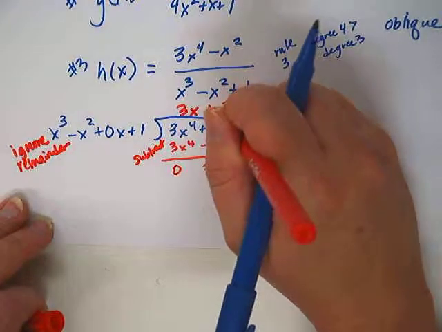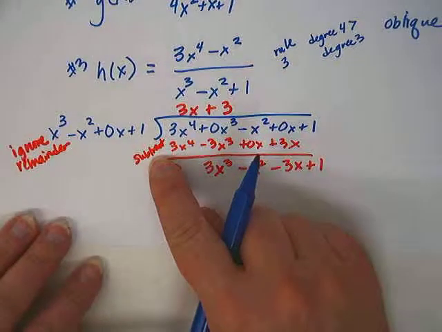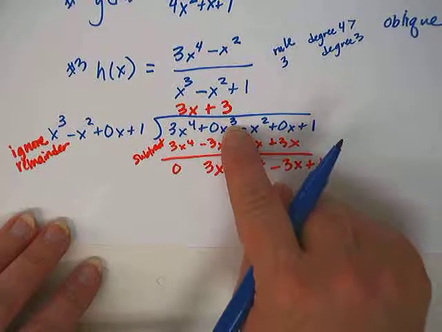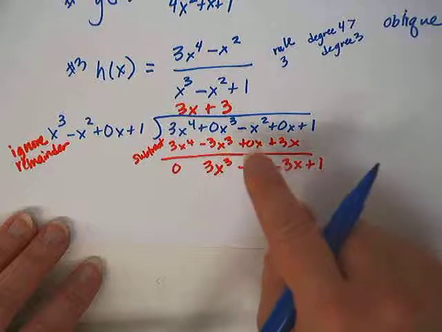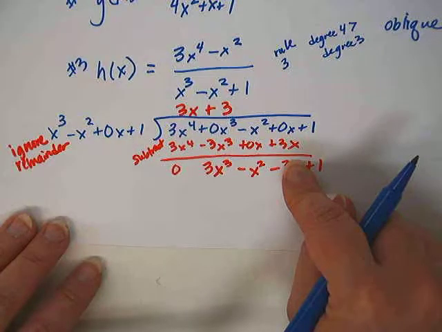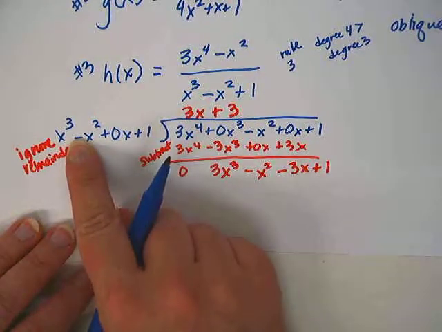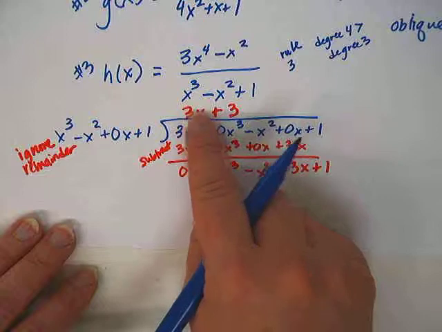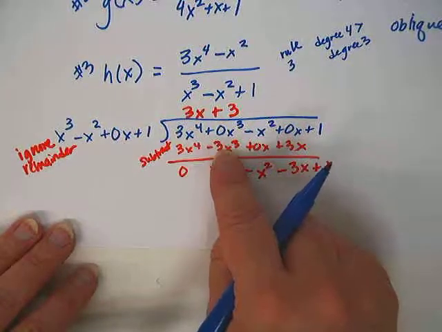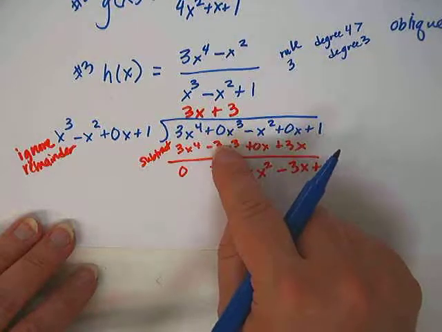Okay. Next, what do I multiply x cubed by to get 3x cubed? Plus 3. Did I do something wrong somewhere? When you do long division, you have to subtract. So I wrote that right there. Subtract. 3 minus 3 is 0. 0 minus a negative 3 is positive 3. Negative 1 minus 0 is negative 1. And 0 minus 3 is negative 3. But this is negative right here.